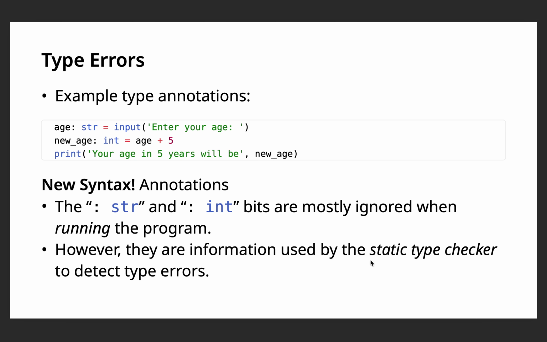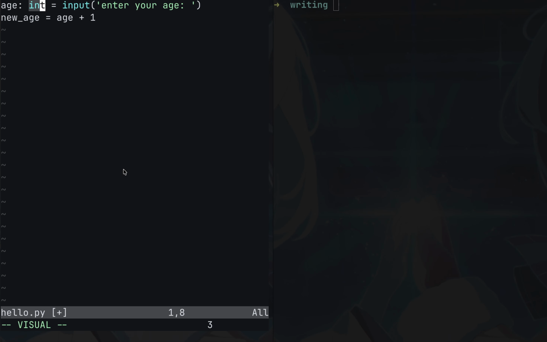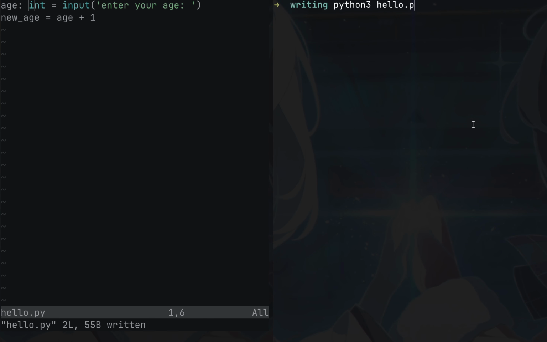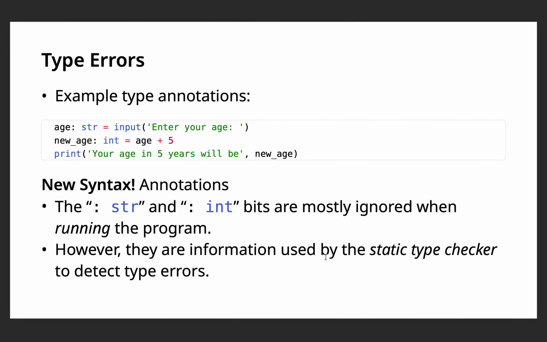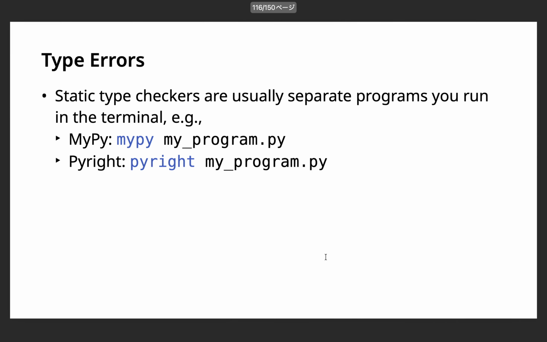These bits are actually ignored when you're running the program. This information is meant for the static type checker, not for Python itself. So even if I try to run this, let's save that and try to run hello.py, you'll note that Python doesn't immediately give us the type error, since it doesn't actually care about the type hints that we give it. The type hints are what the static type checkers look at, not Python.